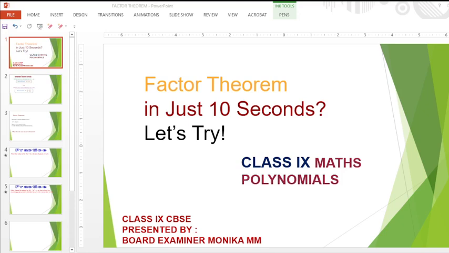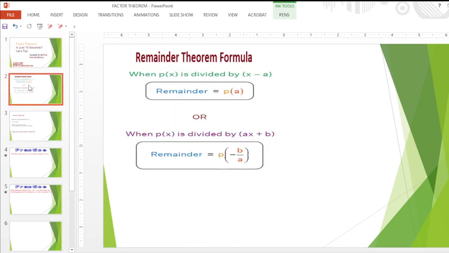Hello everyone. In our previous video, you have learned about the remainder theorem and how it helps us to find the remainder. Now we'll move one step ahead to learn about the factor theorem. It's a direct application of the remainder theorem. So what is remainder theorem? Those who are new, who have not seen the previous video, kindly go through the remainder theorem video and learn about it from there.